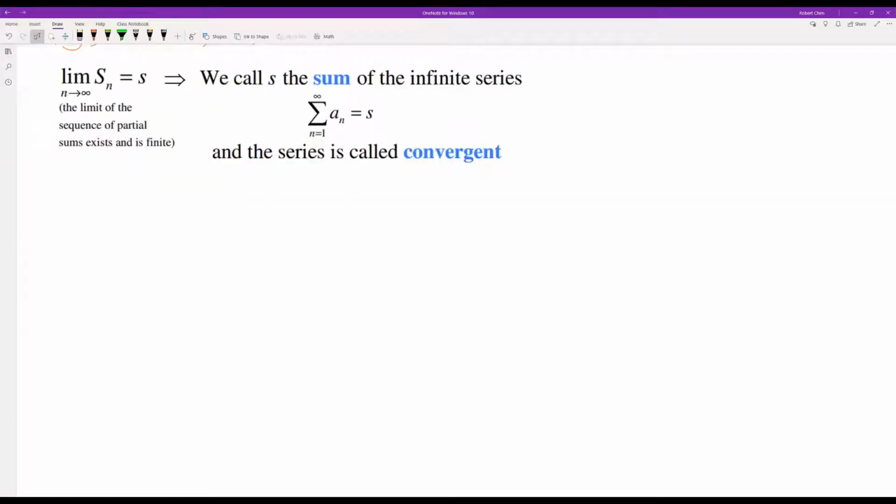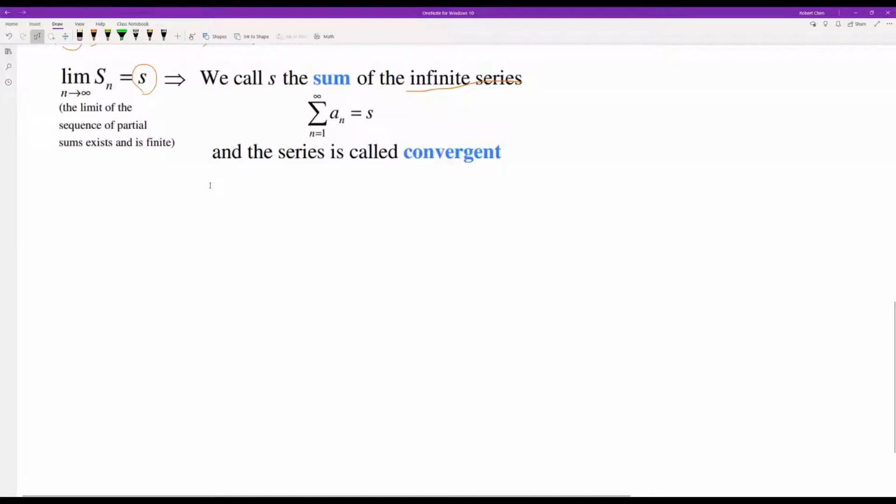All right, so it's very similar to what we did with sequences, but in this case we are actually looking at the sum. If we add up infinitely many terms in the sequence, do we get a finite number? So we call this small s, lowercase s, the sum of the infinite series. And the series is called convergent if there is a finite number that we can represent for the sum.